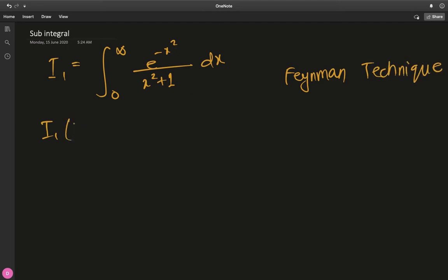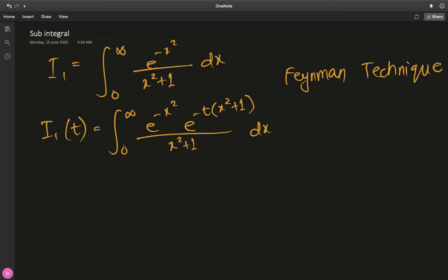we have to parameterize this. Say I1 of t is equal to the integral from 0 to infinity of e raised to negative x squared times e raised to negative t times x squared plus 1, divided by x squared plus 1. We've parameterized in such a way that we cancel out the denominator on taking the partial derivative, because that's the motivation of using this parameterization for this integral at least. If we had a log, then we would have just taken the parameter inside the log like yesterday's integral.